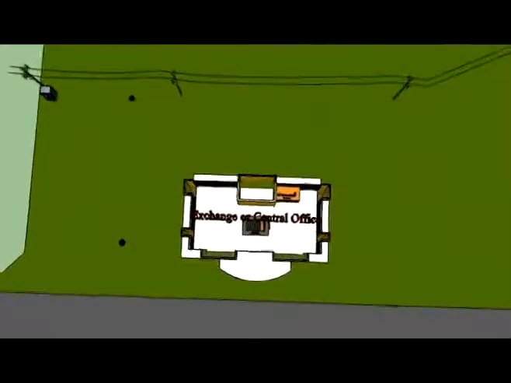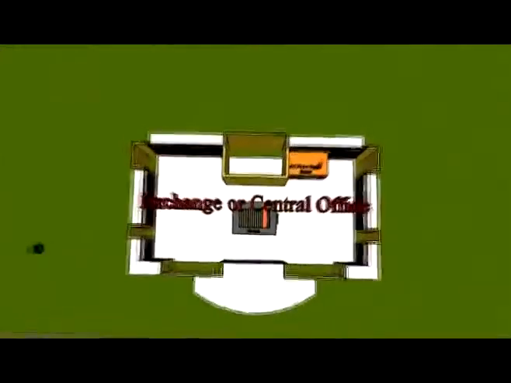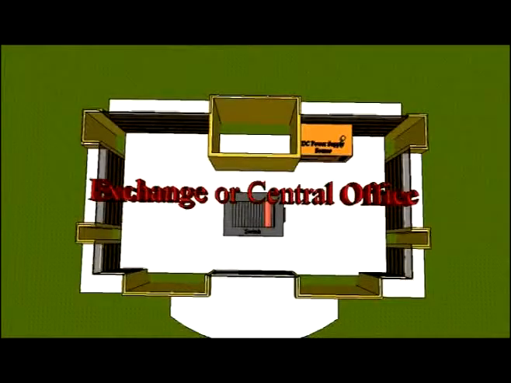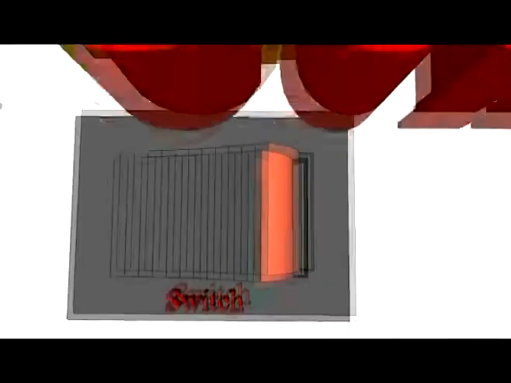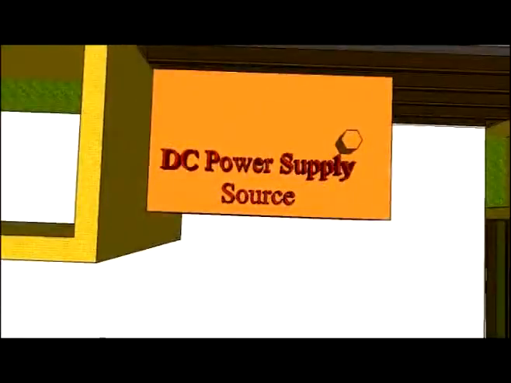Now, we find ourselves at the exchange or central office. Basically, here we see that this is where the switching of the signals is done, which is in charge of redirecting the intended signal to the intended receiver.